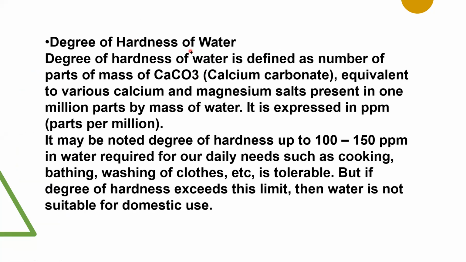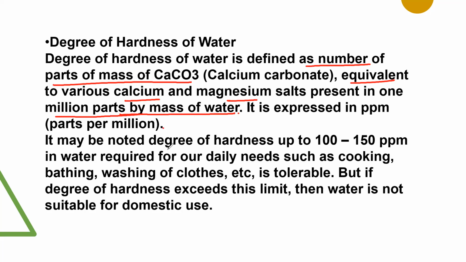The degree of hardness of water is defined as the number of parts by mass of calcium carbonate equivalent to various calcium and magnesium salts present in 1 million parts by mass of water. So it is nothing but the number of parts by mass of calcium carbonate present in 1 million parts by mass of water. It is expressed in ppm, that is parts per million.